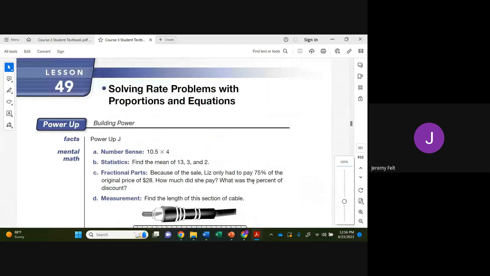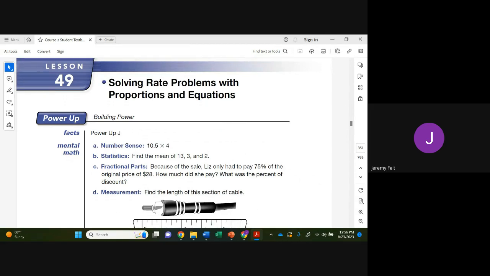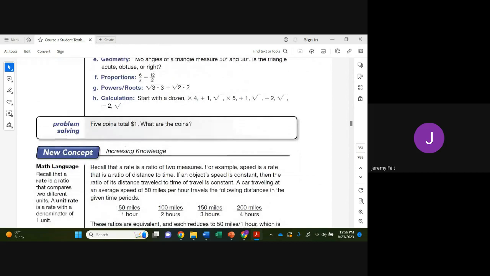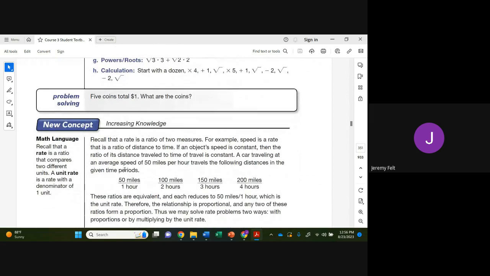All right, so lesson 49, it was solving rate problems with proportions and equations. So we know what a rate is if we're talking about miles per hour, how far we can go, miles per gallon, hourly wage for how much we get paid on the job, dollars per hour, whatever it is. So we have those rates.